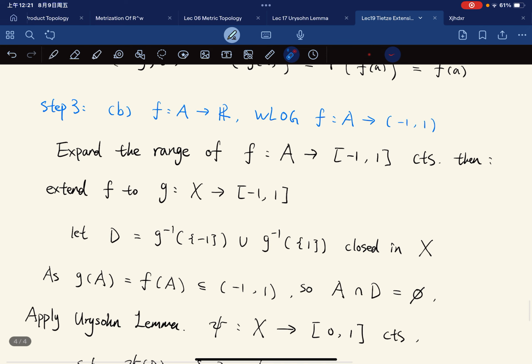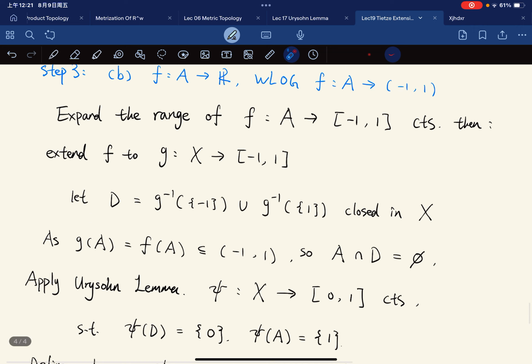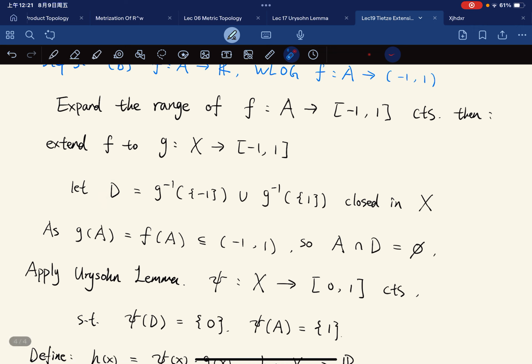But we want this to be an open interval, right? So how do we do this? Here's how we're gonna do it. First we let D be the pre-image of the extreme points, -1 and 1. Of course they're closed in X, because finite sets are closed, and as g of a is equal to f of a by assumption, and f of a is contained in the open interval, which means that A and D are disjoint.